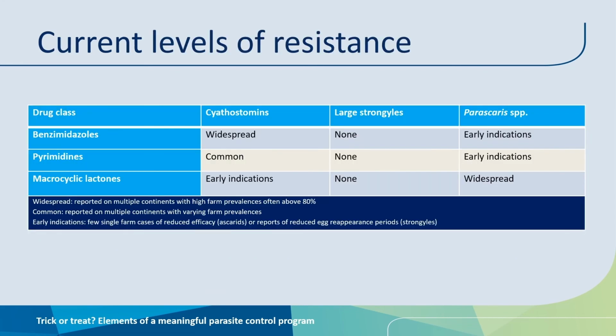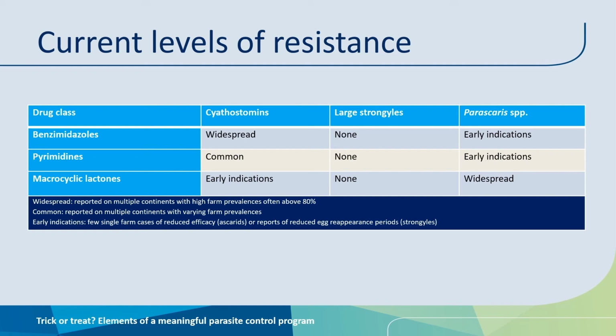So what do we know in terms of current levels of resistance? This is what we have seen reported worldwide. There are reports from New Zealand as well. So just the 3 different anthelmintic drug classes that are labeled for use against nematode parasites, and then the 3 major nematode parasite groups in horses, the cyathostomins, or small strongyles, the large strongyles, and then the ascarids.